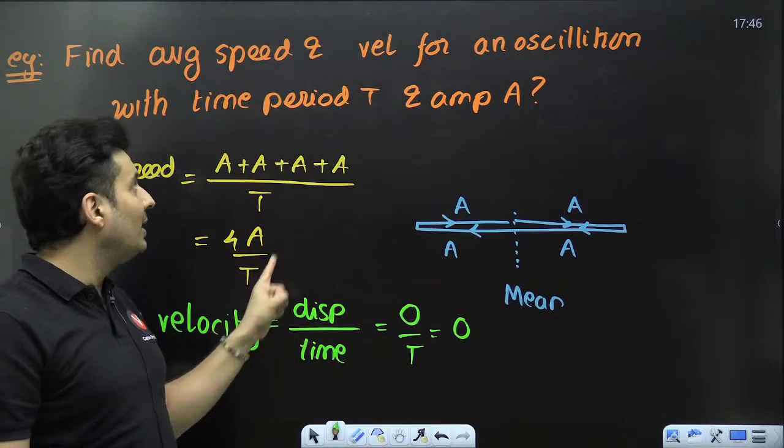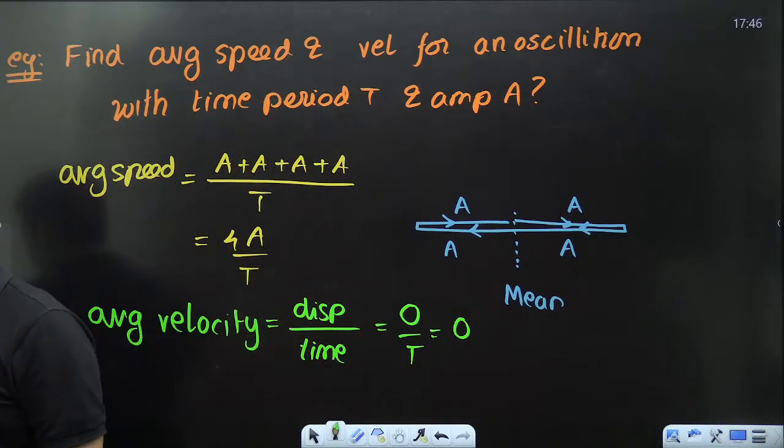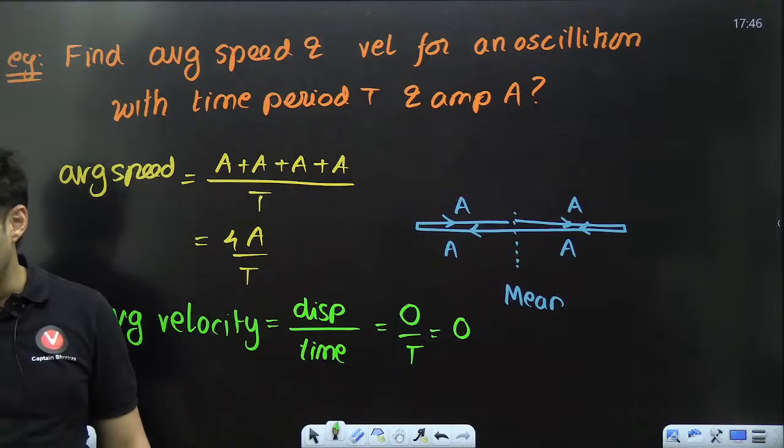Average speed is some value. Average velocity is always going to be 0 for a simple harmonic motion. Big fat 0, Krishna. Very good, Sanvi. Very good, Sarath. Abhi, yes, Pranesh. Awesome, Dipanvita. Very good. Excellent.